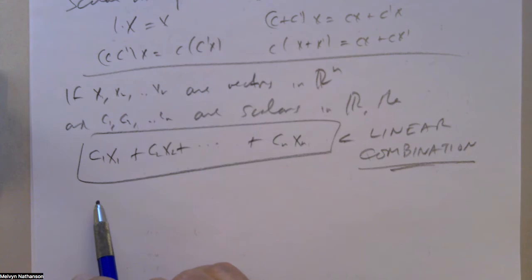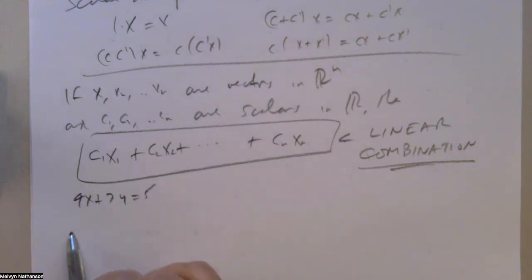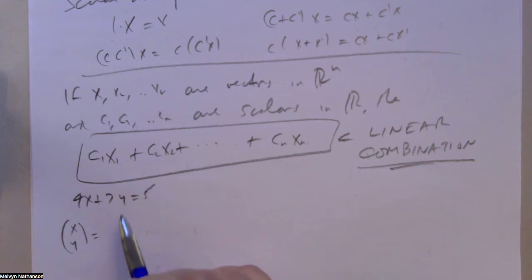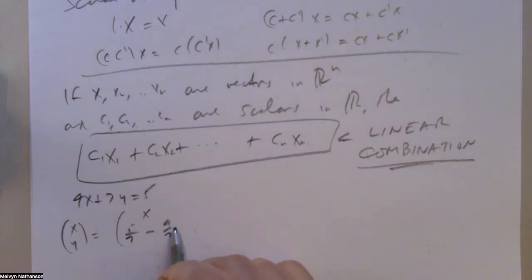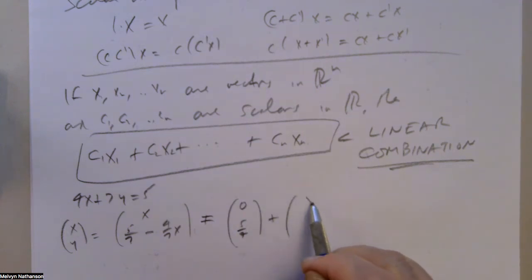So let's go back to the equation 4x plus 7y equals 5. We saw that a solution of this equation, (x, y), had to be of the form (x, 5 sevenths minus 4 sevenths x). Let me write this as a sum of two vectors. This is the vector (0, 5 sevenths) plus the vector (x, minus 4 sevenths x), because when I add these vectors by coordinates, this is what I get.